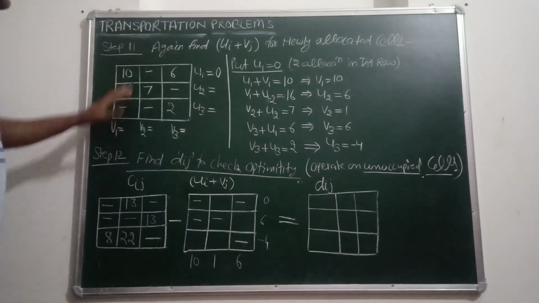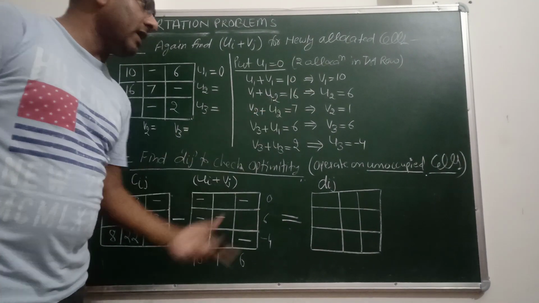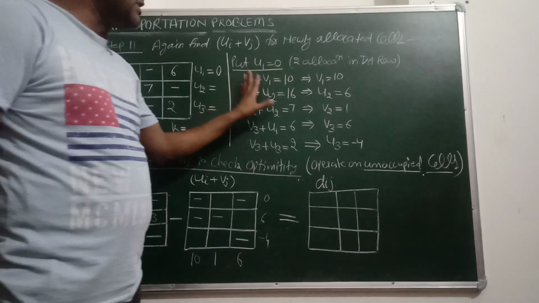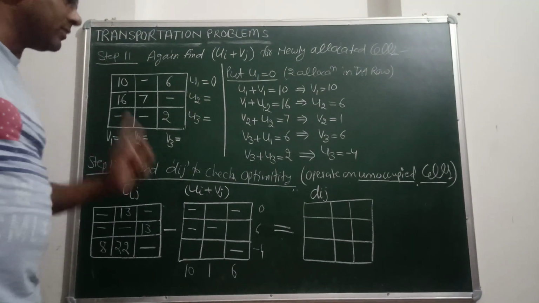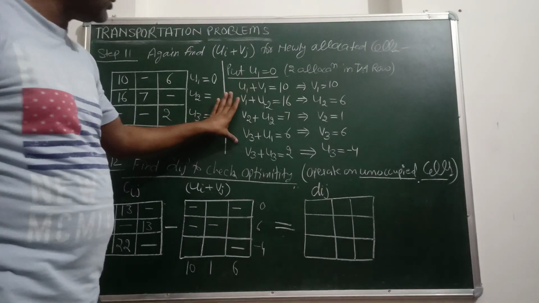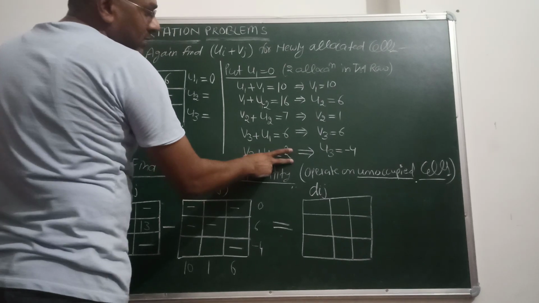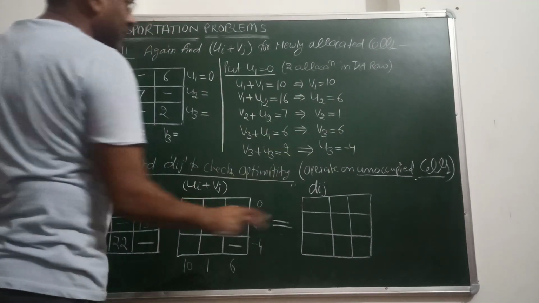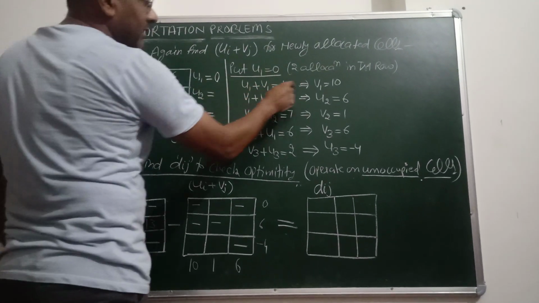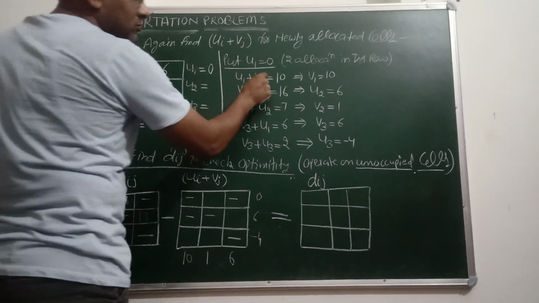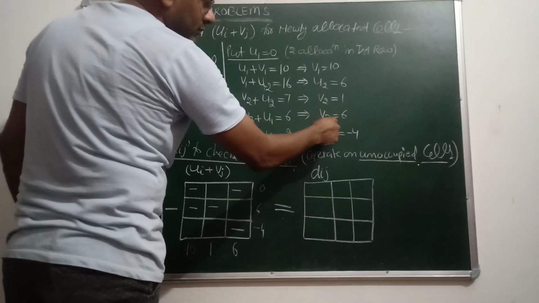I have already solved these values so that time can be saved, and you know very well the principle of finding the values of the remaining u2, u3, v3, v2 and v1. I am explaining one, and the rest follow the same way. You will say that v1 plus u1 is equal to 10, and if you put u1 equal to 0, v1 is equal to 10. Similarly we can find the values of u2, v2, v3 and v4.